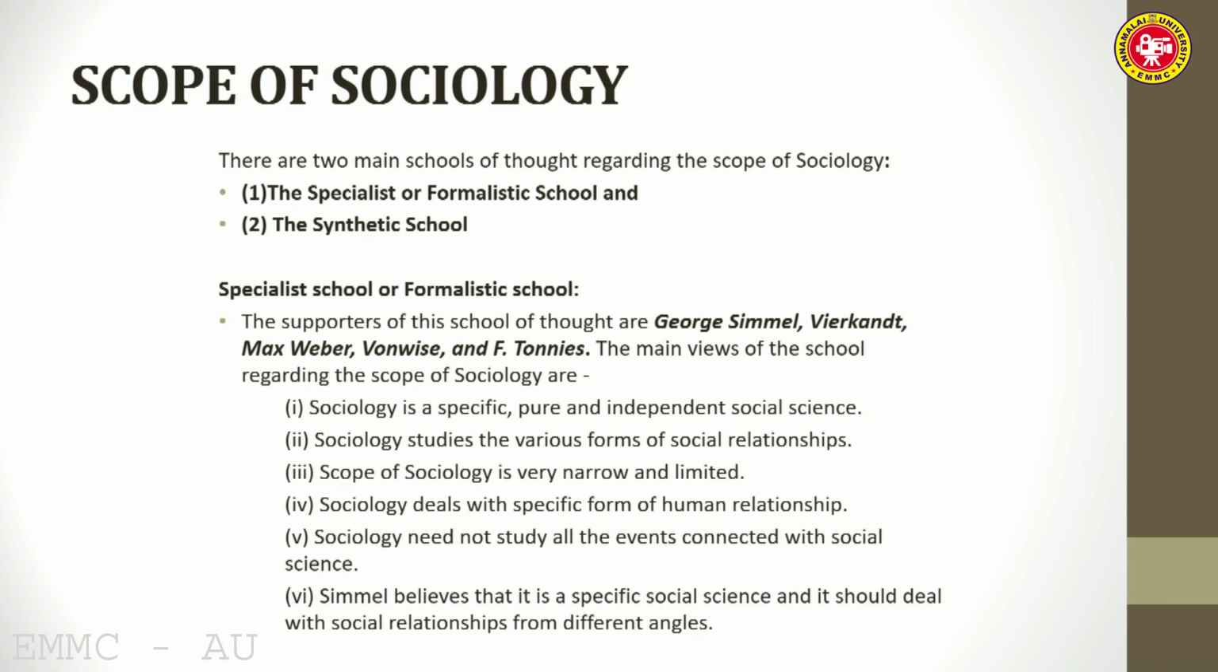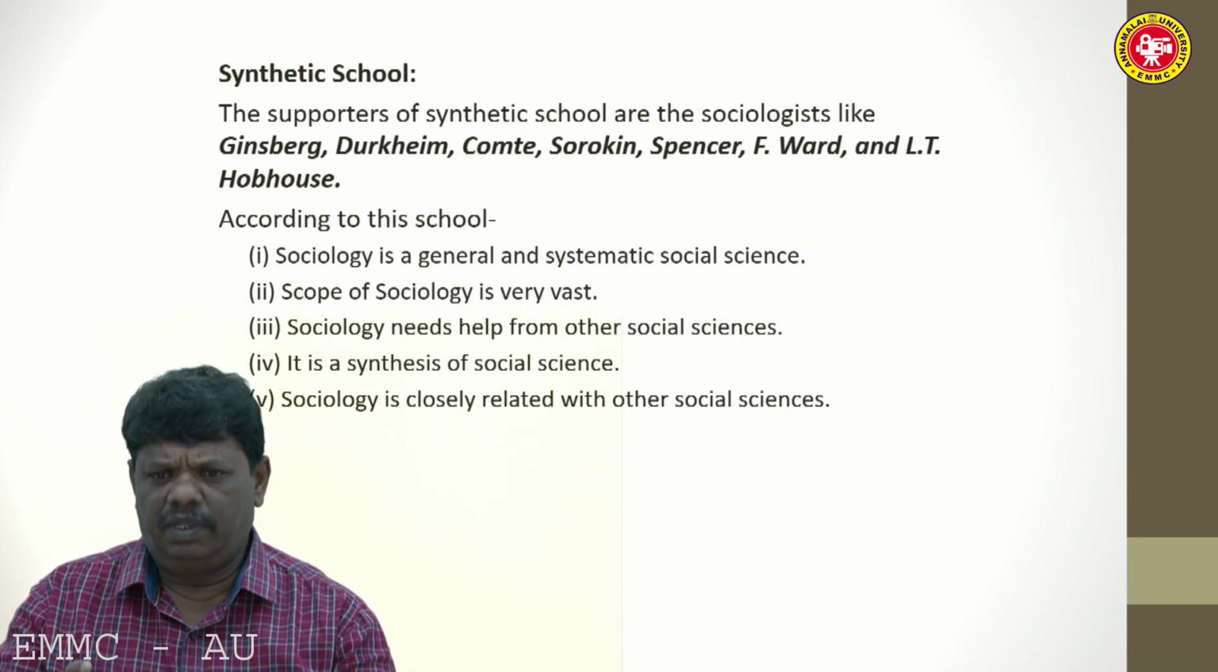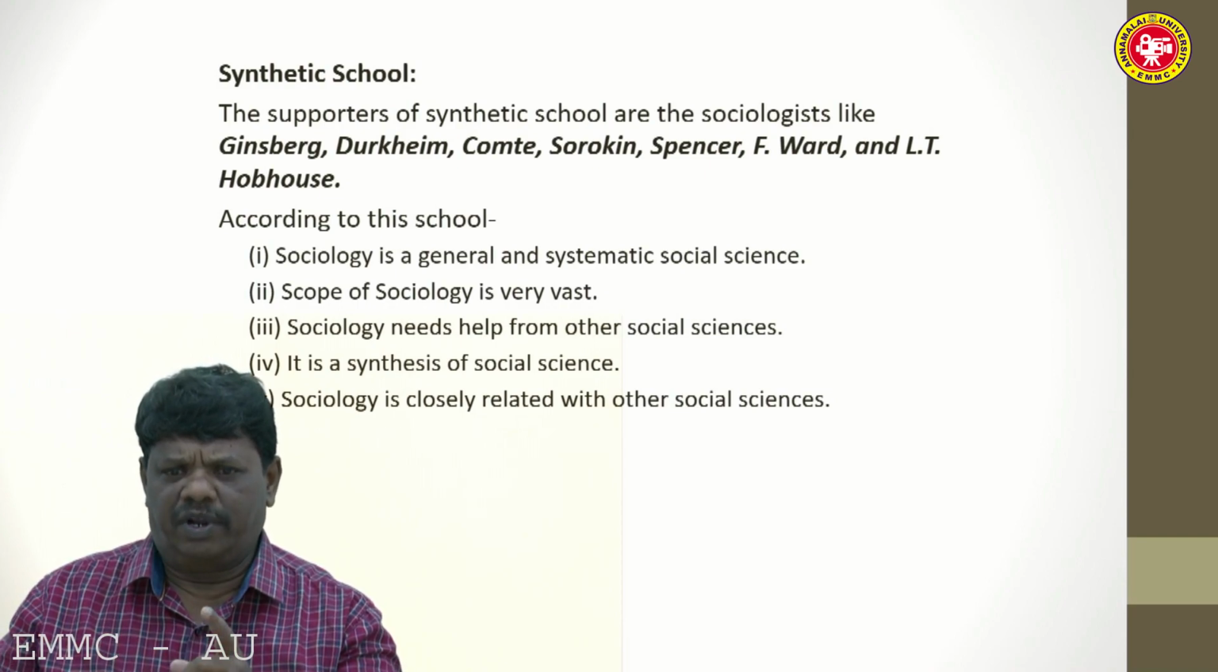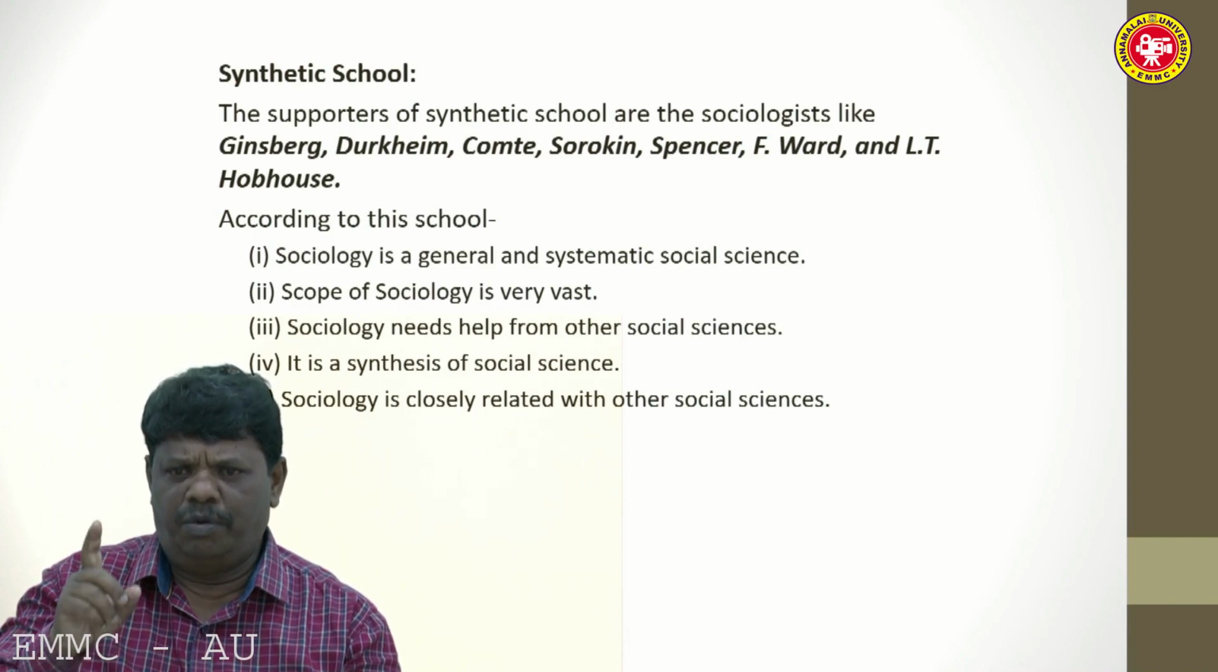The last one is that the school believes that sociology is a specific social science and it should deal with social relationships from different angles. Then the synthetic school. The supporters of the synthetic school are sociologists like Ginsberg, Emile Durkheim, Auguste Comte, Pitirim Sorokin, Herbert Spencer, Ward and L.T. Hobhouse.